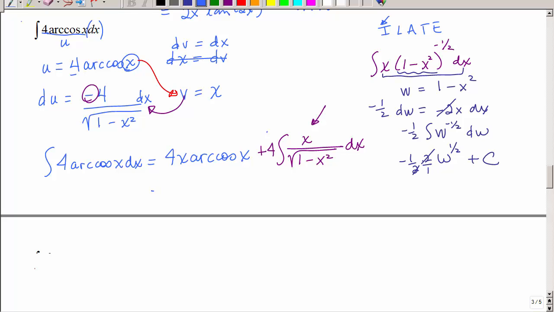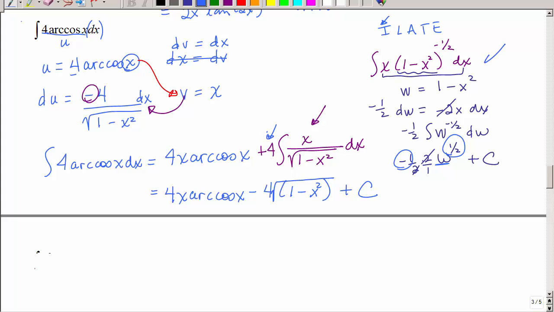So we have 4x arc cosine of x. Then I have this minus sign because of my integral. So I have minus 4 times my w, which was 1 minus x squared to the 1/2 power, which I could write as a 1/2 power, but I think I'm going to go ahead and write it as a square root, plus c. So again, really have to know that substitution, all those constants, my derivative rules.